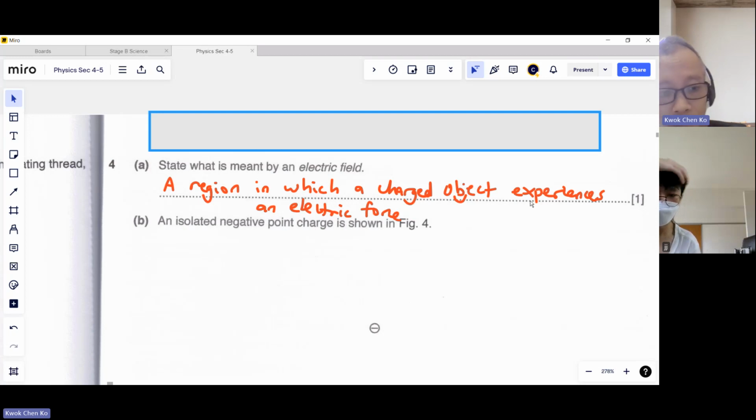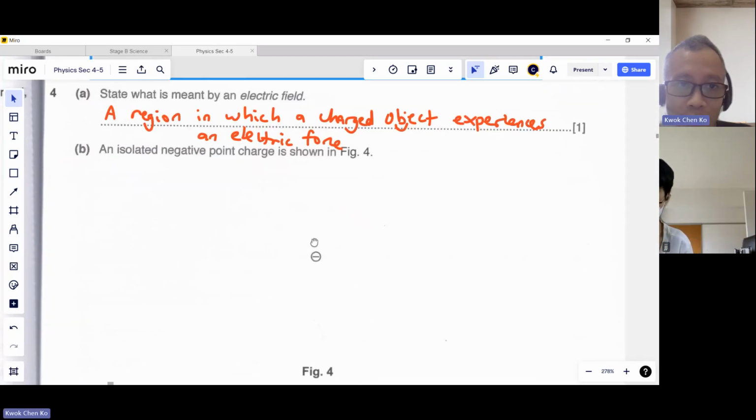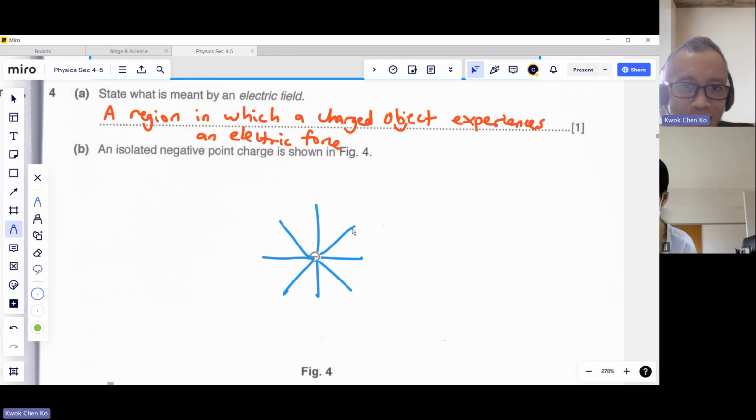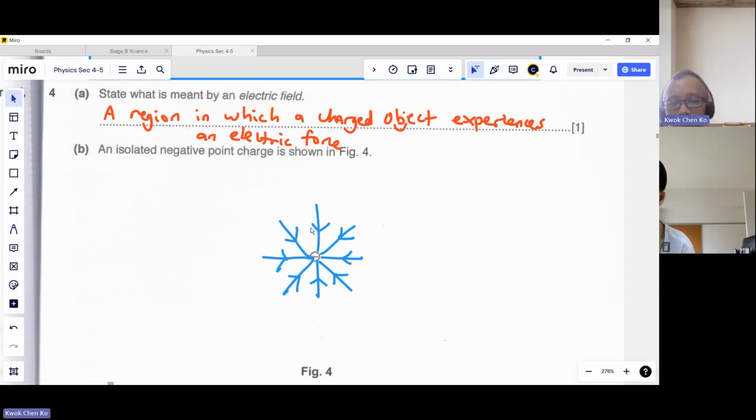Okay, 4B. Yeah, you better get it. This is just straight from the textbook or straight from your notes. Make sure you draw all your lines nicely. Up to you, you can draw 6 or 8. Make sure the arrows are pointing towards the charge. So yeah, nothing to explain.